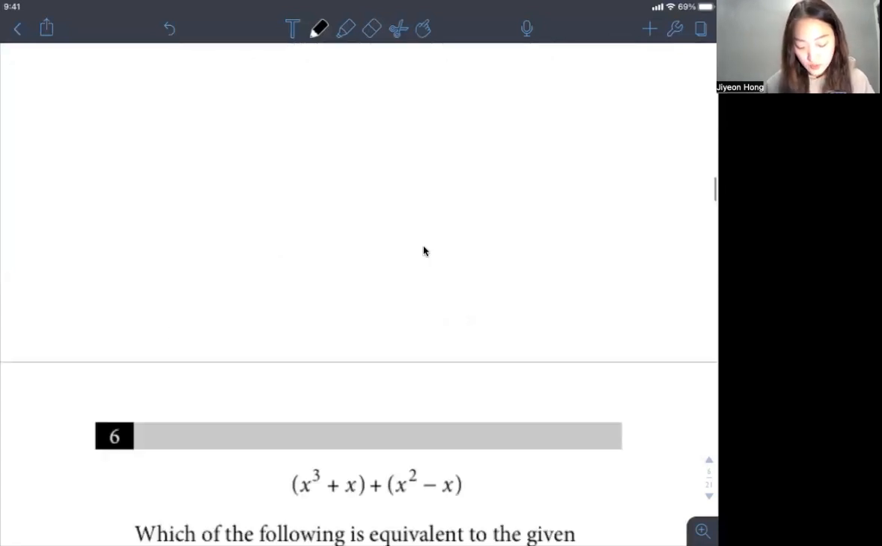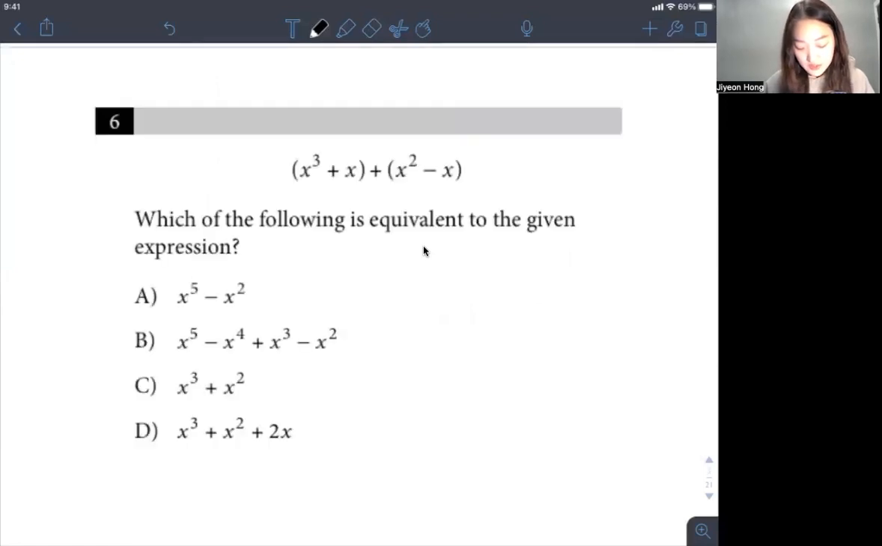Number 6. Which of the following is equivalent to the given expression? Immediately look for which terms can be added or subtracted together. The like terms are here, x and minus x. So these just cancel out and we have x cubed plus x squared remaining, which is C.